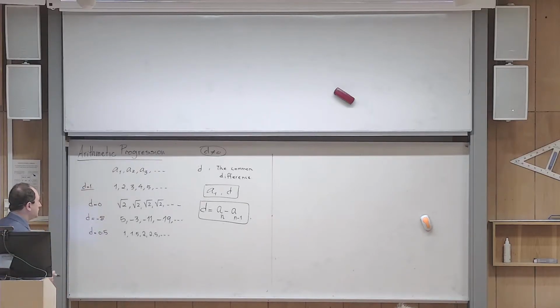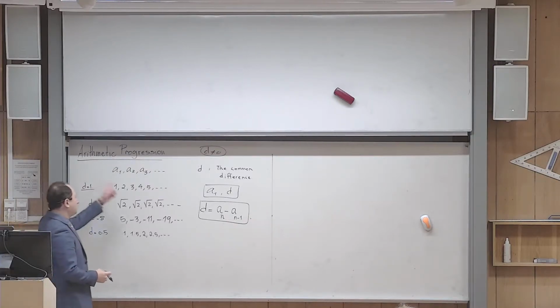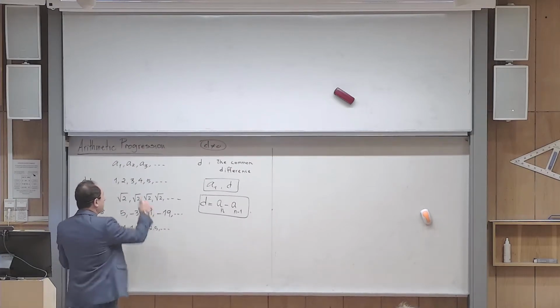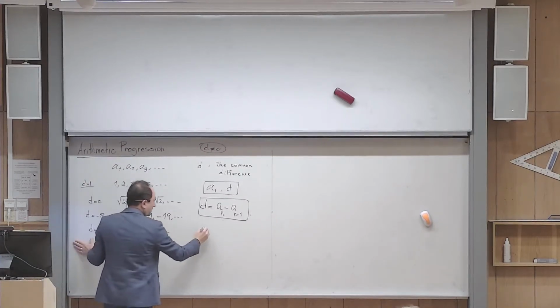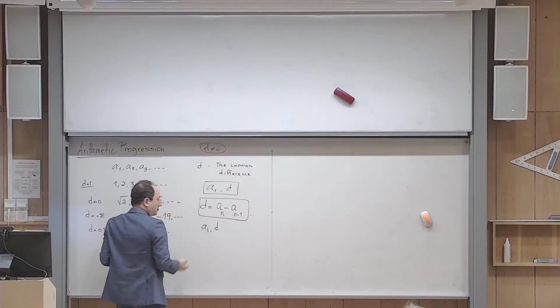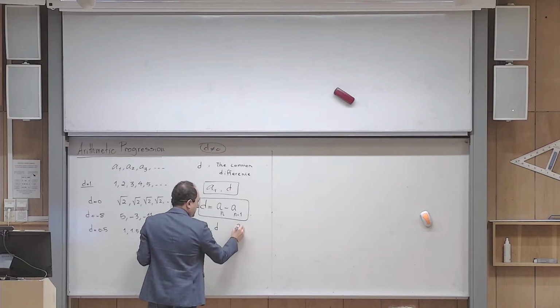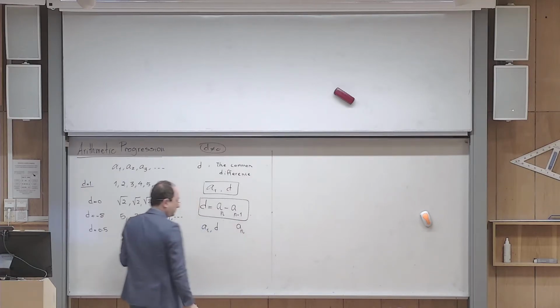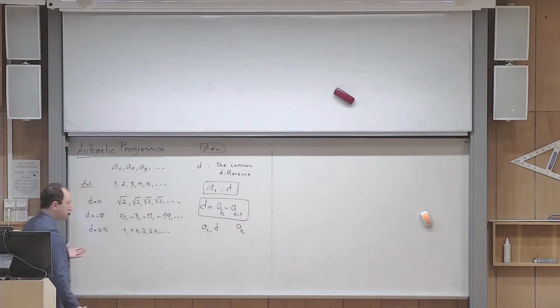The first thing that comes to mind is, can I find a generic formula for the nth term? So assume that you have an arithmetic progression, I give you A1 and I also give you D, and suddenly I ask you what is term number n? What is the general term? We want to discover the formula.